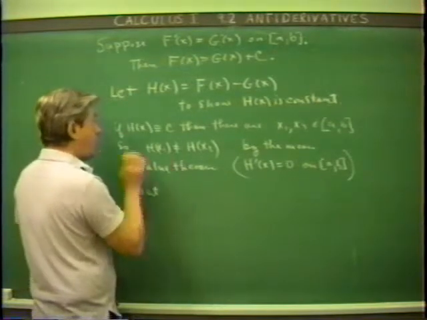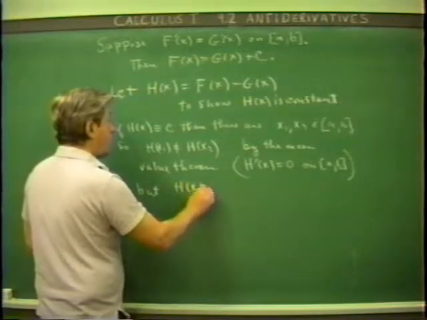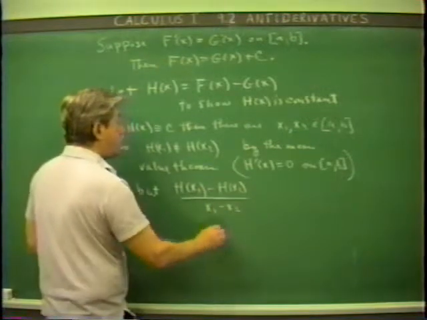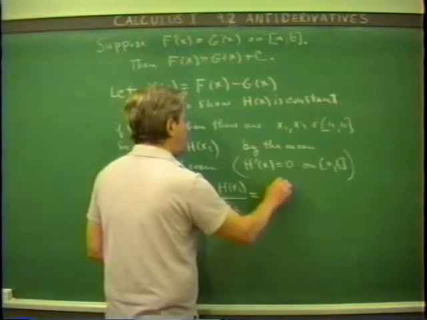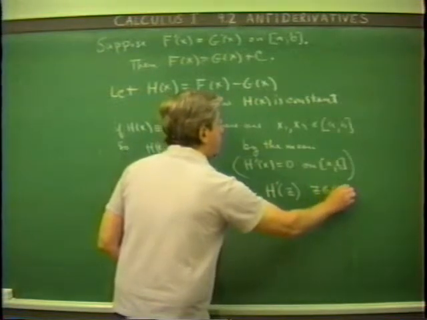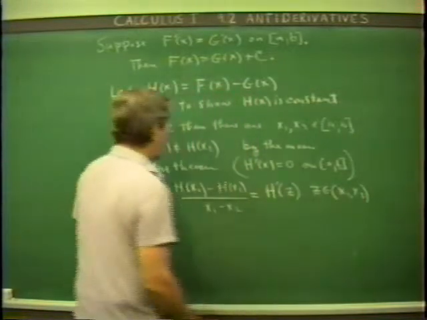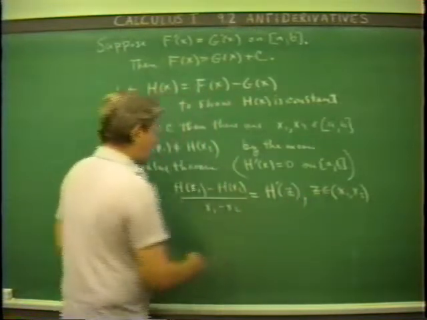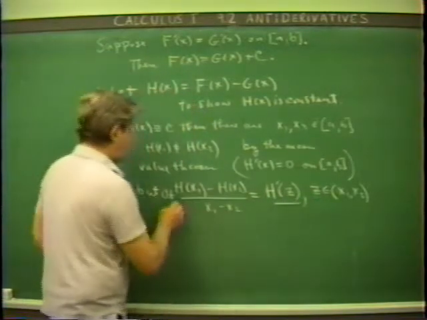But by the mean value theorem, h of x1 minus h of x2 over x1 minus x2, which is not equal to 0, is equal to the derivative of h at some point z, where z is in the open interval x1, x2, if x1 is less than x2. But this is a contradiction. This can't possibly be, because this is not equal to 0, and this is.